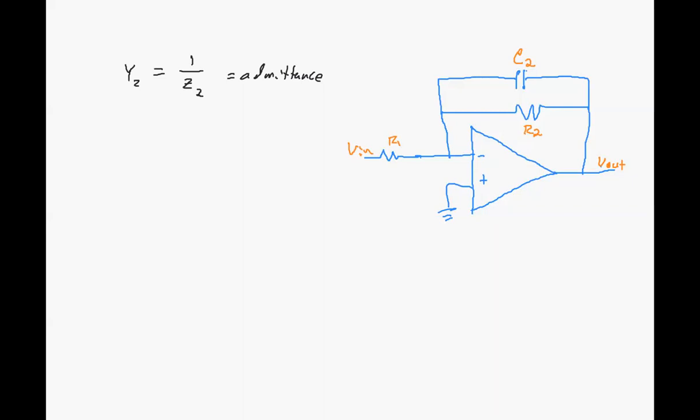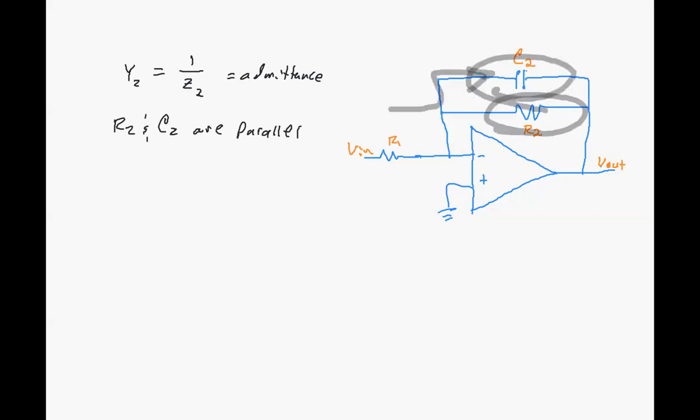but R2 and C2 are in parallel. Right? We've got these two elements. They're perfectly in parallel. We've got current splitting between them and then coming back out of it. So they're perfectly in parallel. And that's a situation where it's a nuisance to solve if you use an impedance.